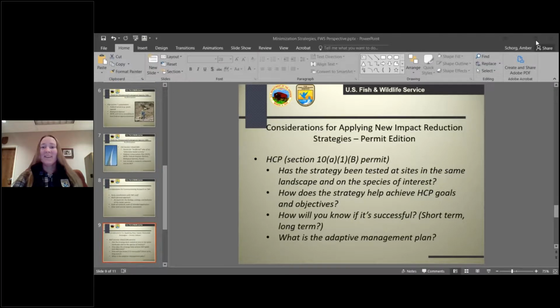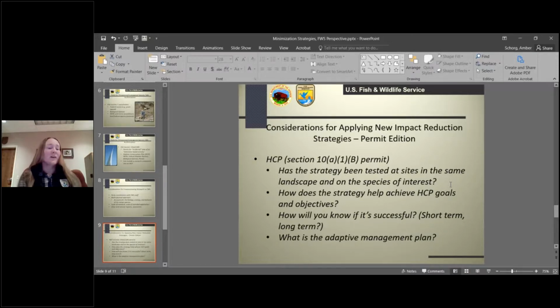And finally, I wanted to share some thoughts about actually applying a new impact reduction strategy into a permit. Specifically, I'll talk about the HCPs and some things I wanted to share with you today. Some questions that I always ask and that we all think about as we're looking to incorporate some of these into an HCP. And the first is, has this particular strategy been tested at sites in the same landscape and on the species of interest?